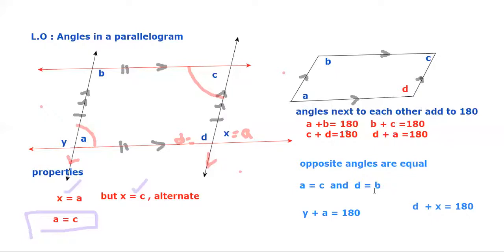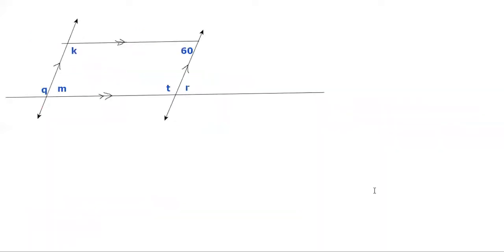Okay, let's continue. Let's solve this one. Find the missing angles. We know that M is opposite to 60. So M is also 60, guys, and it's over. M is 60, so we don't need to go so much.